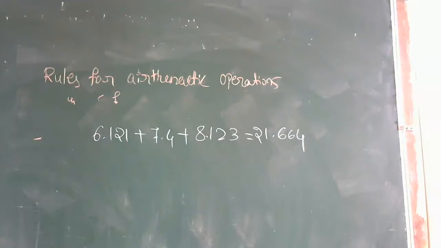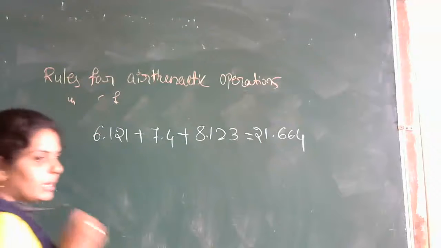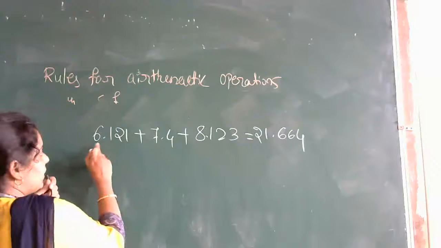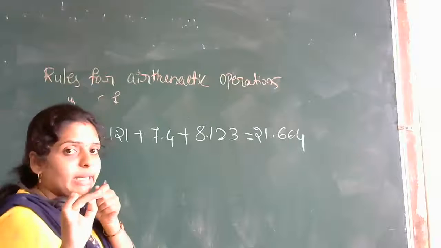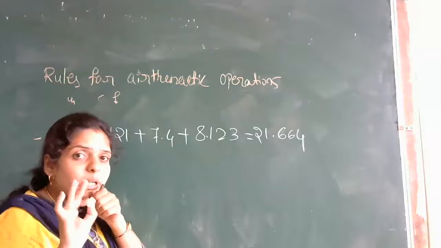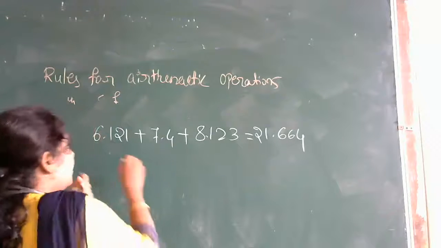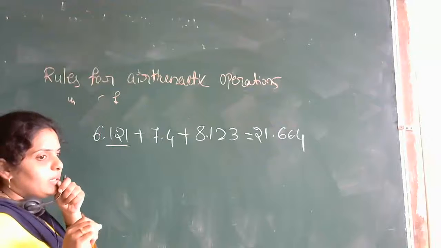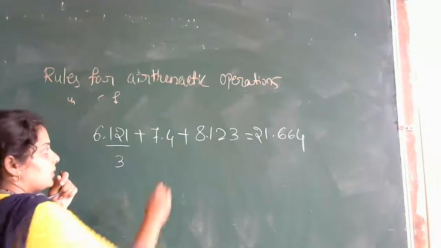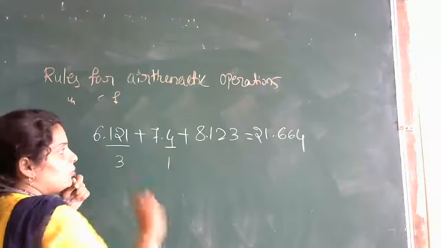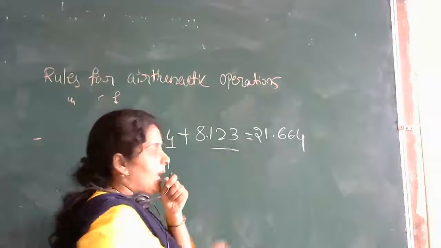Now you see the significant figures. Here the significant figures are 1, 2, 3, 4. But in case of addition or subtraction, we are going to count the significant figures after the decimal point. See, here after the decimal point, how many significant figures are there? We have 3. Here after the decimal point we have 1. Here after the decimal point we have 3.